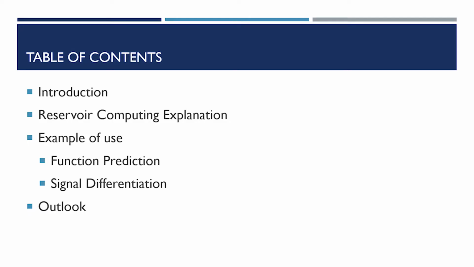Firstly, let me give you an overview of our contents. Our first topic will be the history of machine learning and a short explanation of some very common methods. After that, we will explain reservoir computing and the difference between normal neural networks and reservoirs. Then, we will continue with our specific use cases.